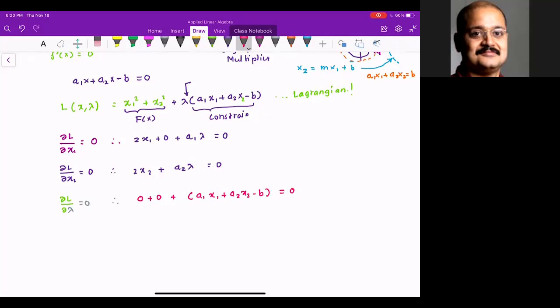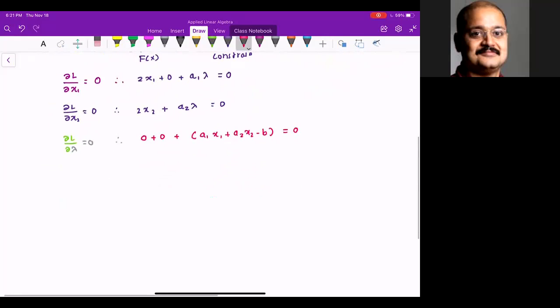Now I want you to look at the last expression very carefully. Can you see that the derivative of the Lagrangian with respect to lambda is nothing but the constraint equation? You agree with me? So that is what was asked in the problem that was given in the assignment. So I will solve this problem completely.